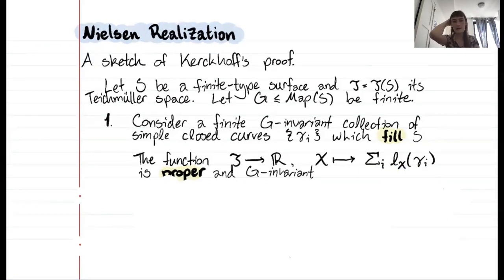And what proper means is that preimages of compact sets are compact. And then you can use the extreme value theorem to say that since this function is non-negative, it's going to achieve a minimum.